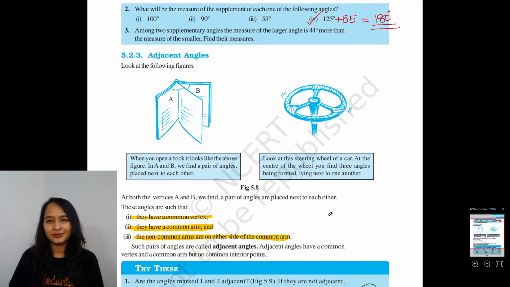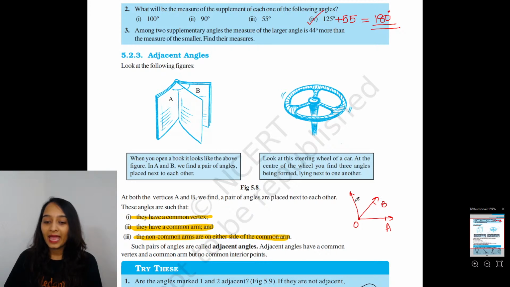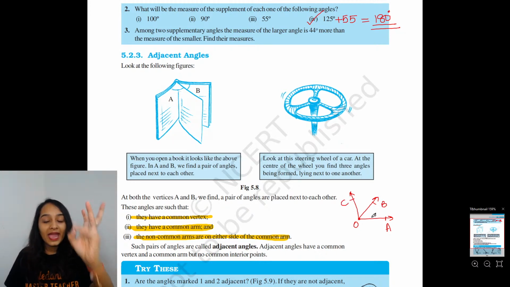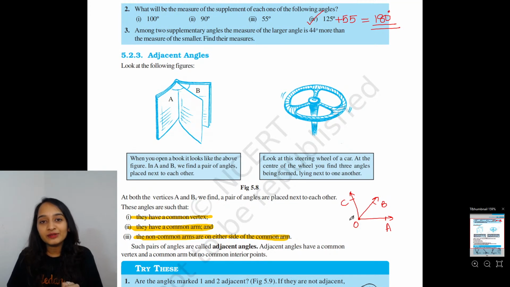Now, a lot of students get confused here, saying, ma'am, what is happening? So, for example, if I take a point and I am going to draw three rays using that point. So, you have point O, vertex O. This is A, this is B, and this is C. Now, you have angle AOB and BOC. Now, I am saying that they are adjacent to each other.